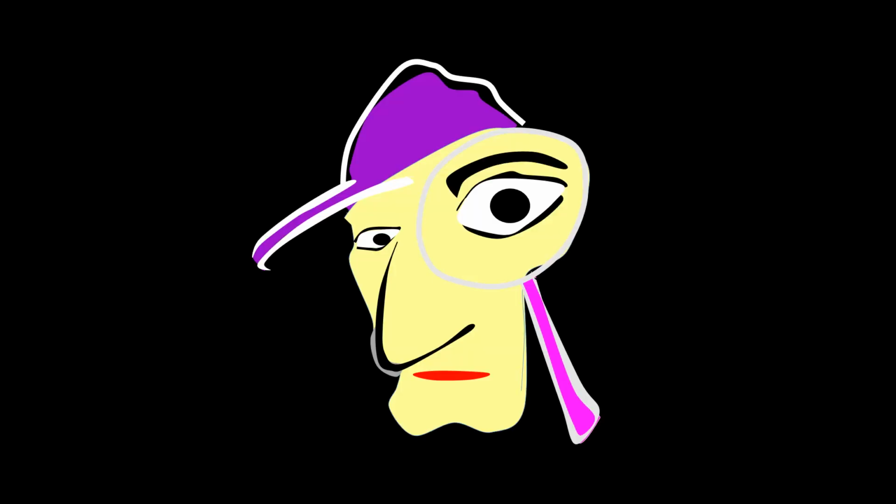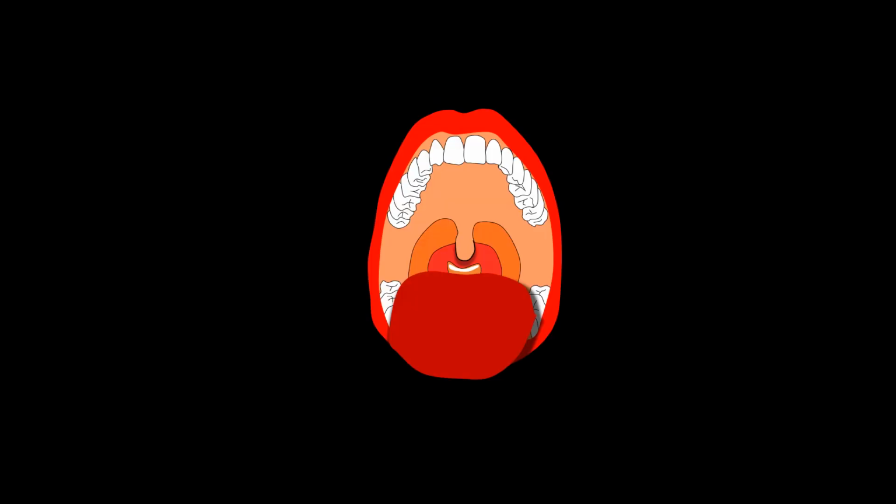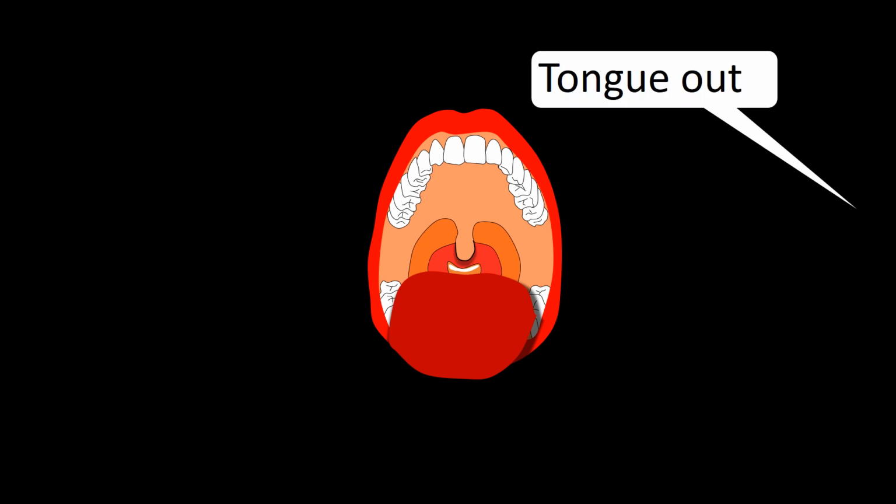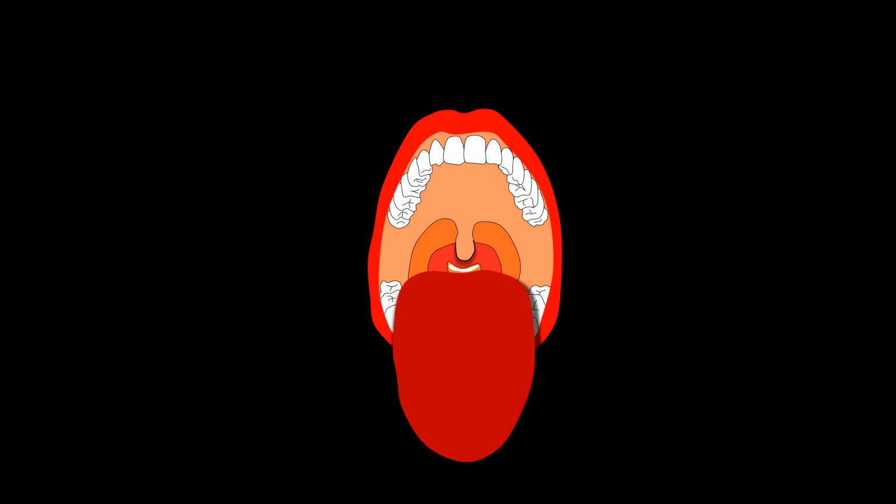We test this nerve by observation. We ask the patient to open his or her mouth and let the tongue rest. We look for atrophy, asymmetry, and fasciculations. None should be present in a normal tongue. Then we ask the patient to stick the tongue out. The tongue should maintain the midline position.